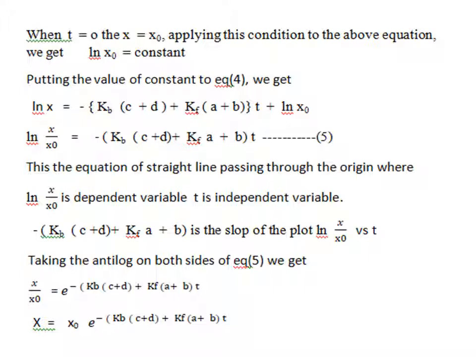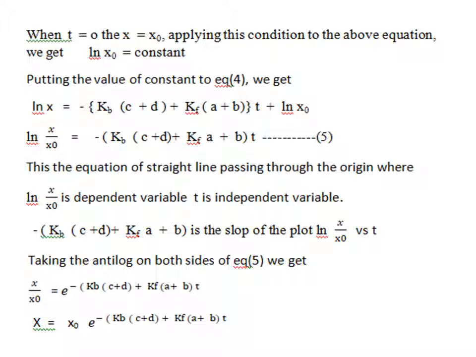Now equation number 5 is the equation of a straight line passing through the origin, where log x over x naught is the dependent variable, t is the independent variable, and minus kb into c plus d plus kf into a plus b is the slope of the plot of log x over x naught versus t.